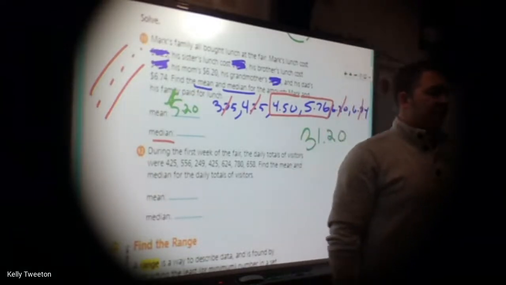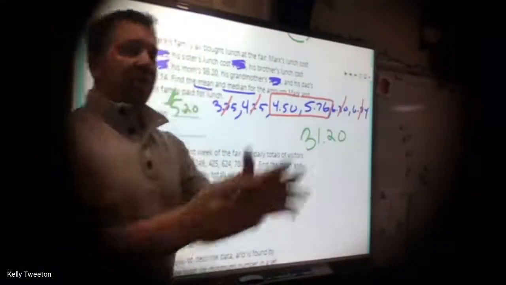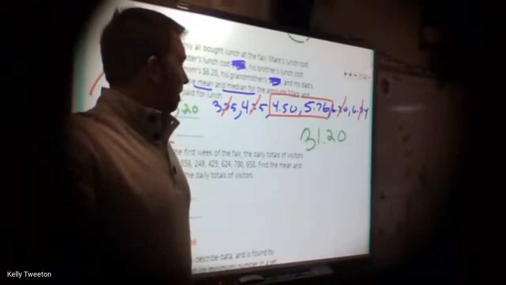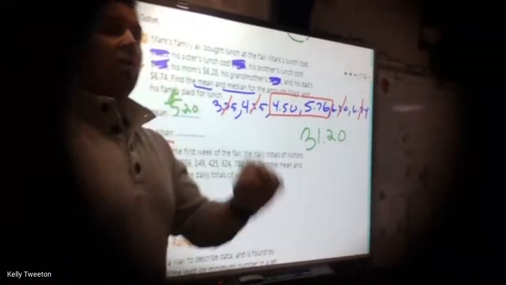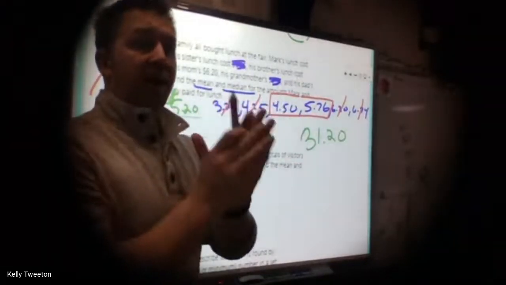How about, let's see, who have I called on? Jandy, you're sitting awfully nice and quiet like usual. Jandy, what should I do? Okay, add the two numbers up, right? After I add them up, what do I do? Divide by 2. Yes, we want to find that middle value.